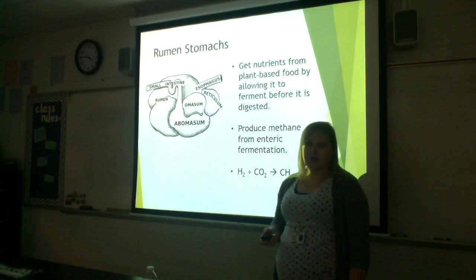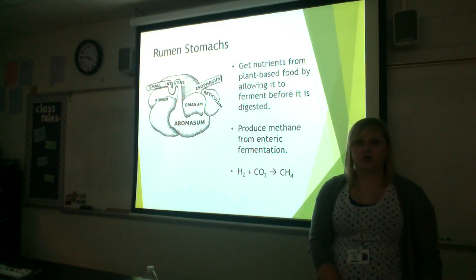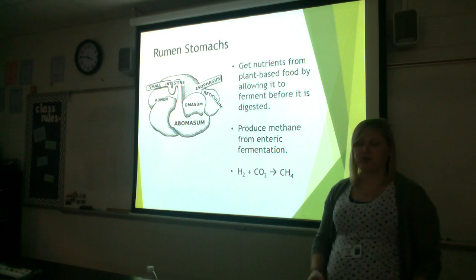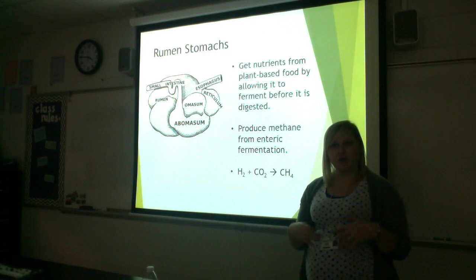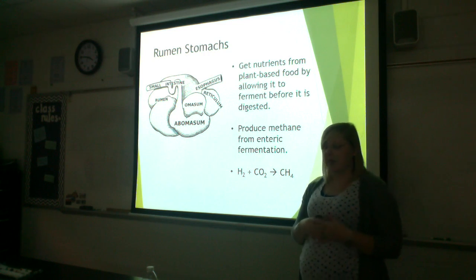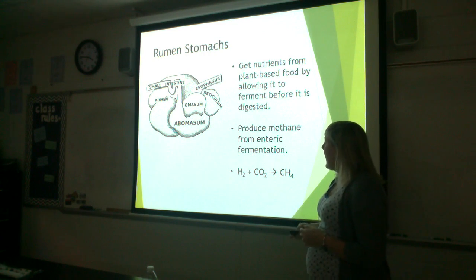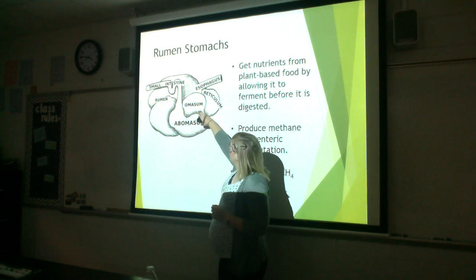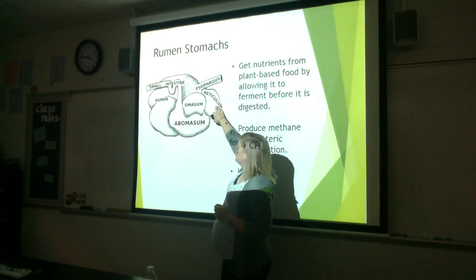So there are animals that have what are called rumen stomachs. Basically, these animals have 4 different parts to their stomach as opposed to ours, which just has the one compartment. The 4 different parts are the rumen, the abomasum, the omasum, and the reticulum.